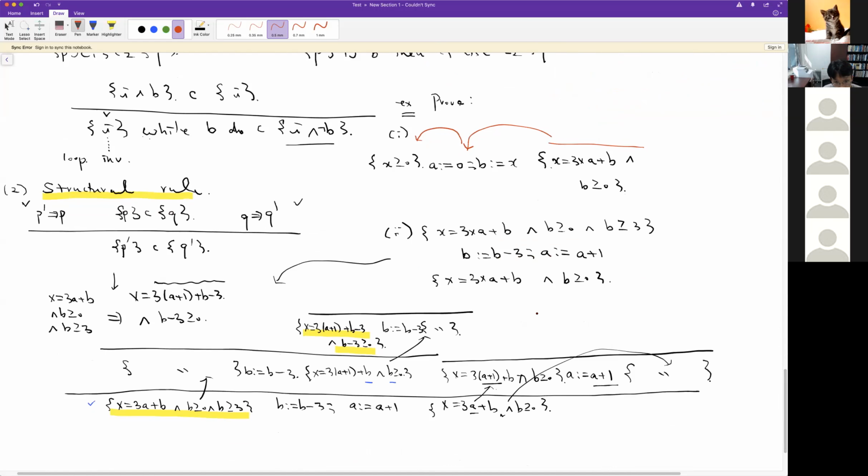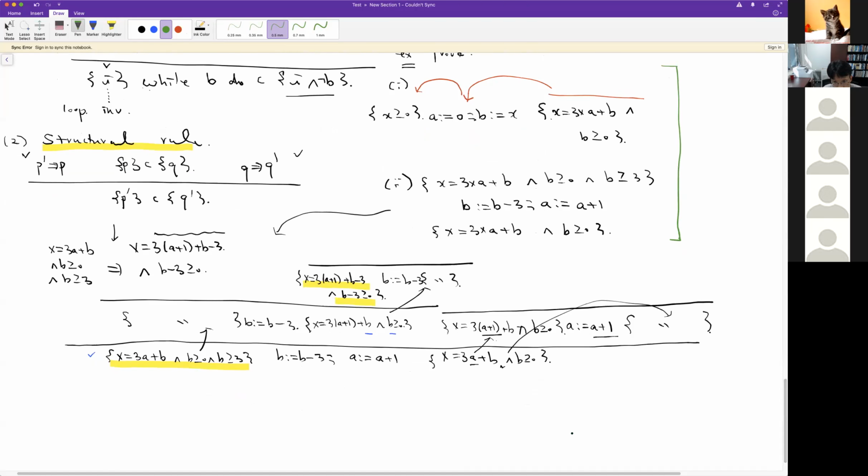Now, once you have these two, let me finish with the proof of this. Once we have these two, then we can complete the proof of the divide by 3 program by using this while loop rule, and then again sequential composition. Okay, how can we do this?